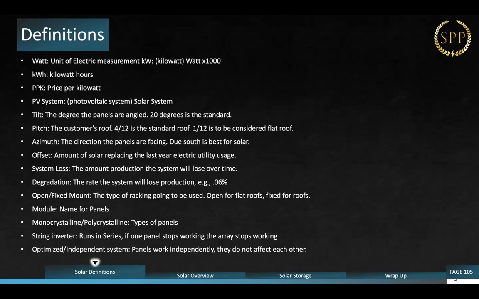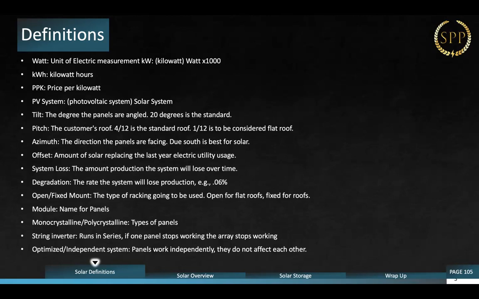System loss, the amount of production the system will lose over time. Degradation rate, the rate the system will lose production. The example is about 0.5% a year. Okay, 0.5 to 0.6. Open mount versus fixed mount. It's the type of racking that's being used. Open mount, we're going to tilt the panels no matter what, but it's going to have about a 3-foot space in between each racking system.